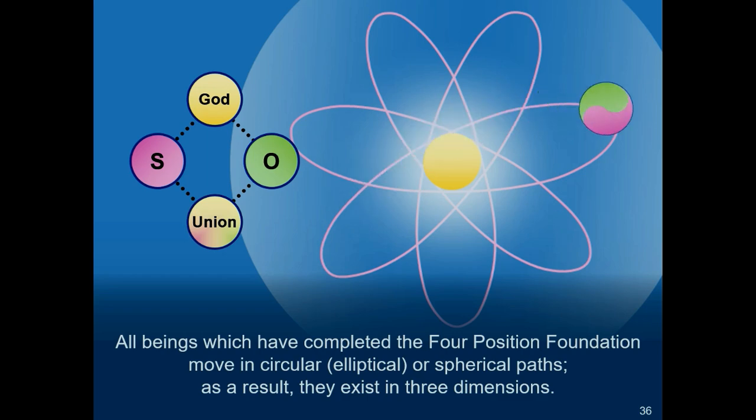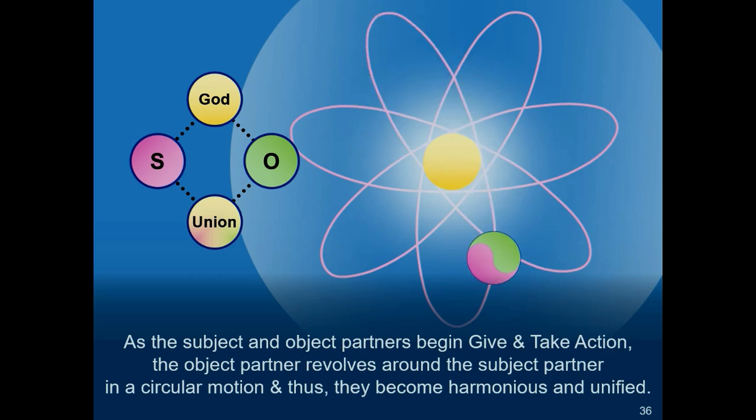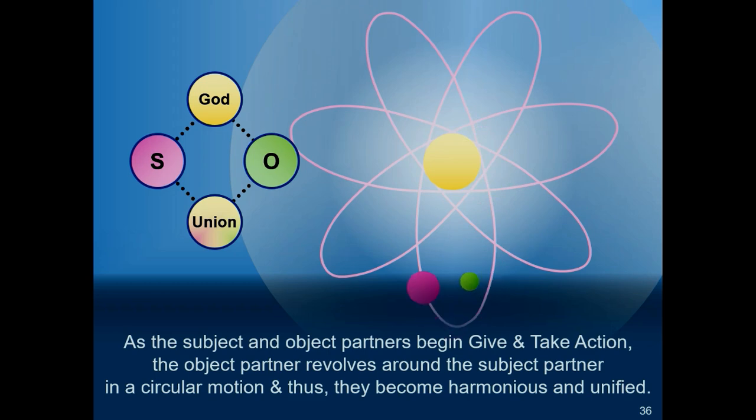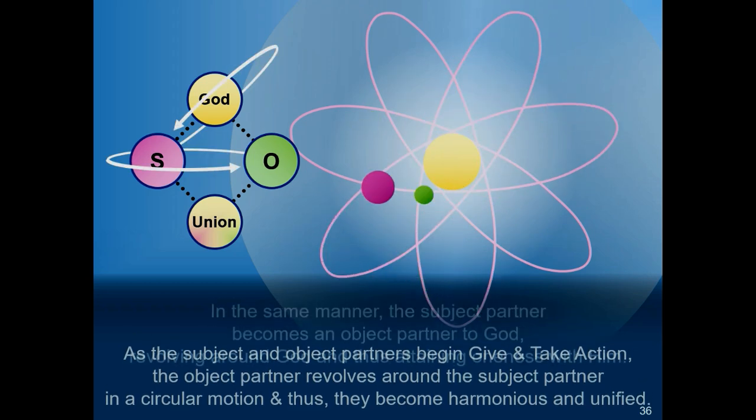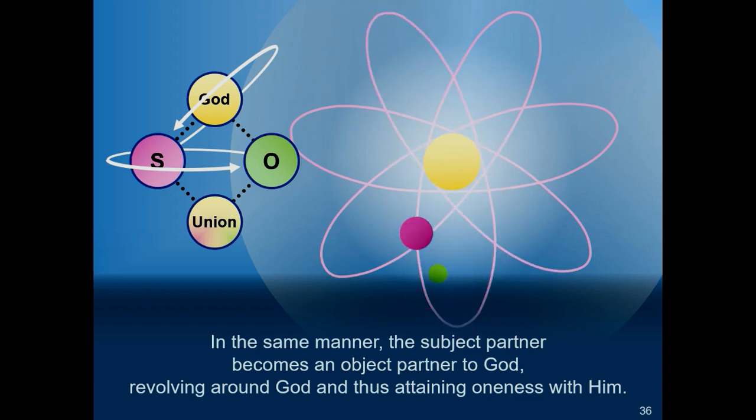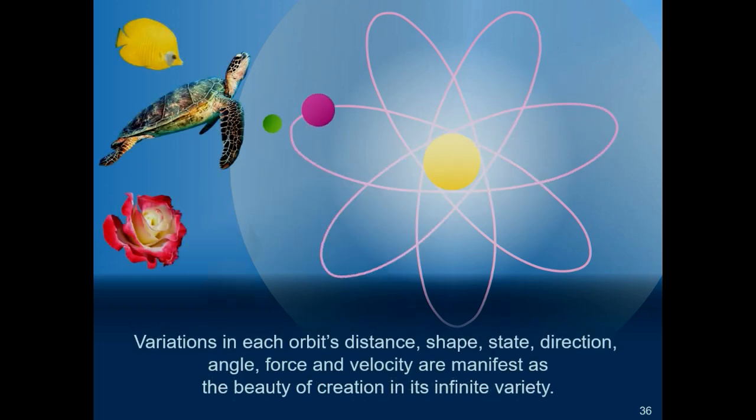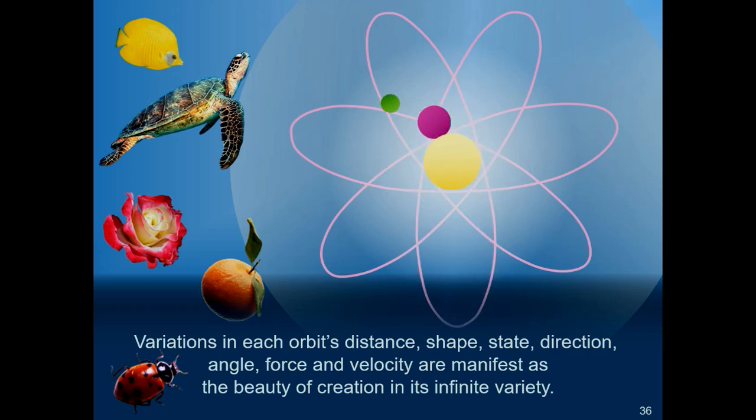All beings which have completed the four-position foundation move in circular, elliptical, or spherical paths. As a result, they exist in three dimensions. As the subject and object partners begin give and take action, the object partner revolves around the subject partner in a circular motion, and thus they become harmonious and unified. In the same manner, the subject partner becomes an object partner to God, revolving around God and thus attaining oneness with Him. Variations in each orbit's distance, shape, state, direction, angle, force, and velocity are manifest as the beauty of creation in its infinite variety.